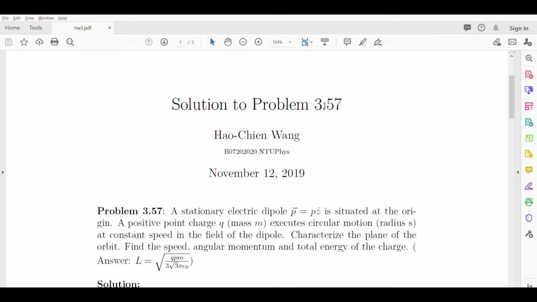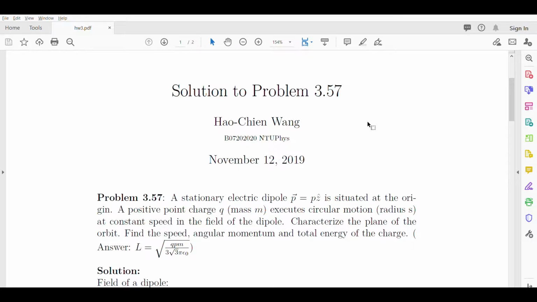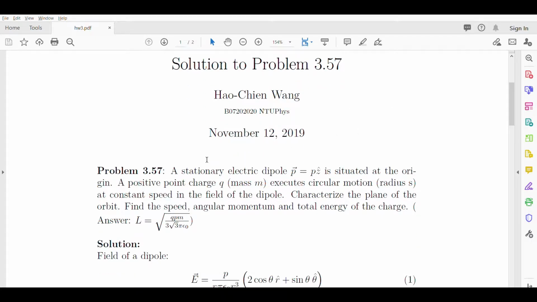We are going to solve problem 3.57 in Introduction to E and M by David Griffiths. We are asked to find the speed, angular momentum, and total energy of the particle executing a circular motion in the field of an electric dipole, and also characterize the plane of the orbit.